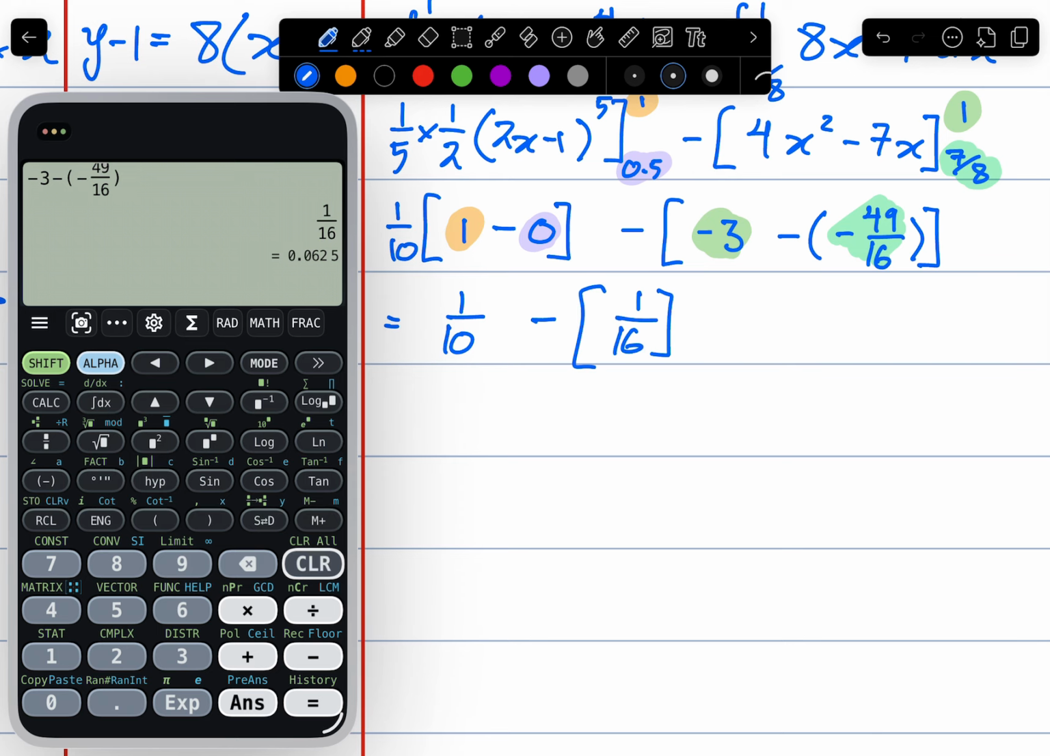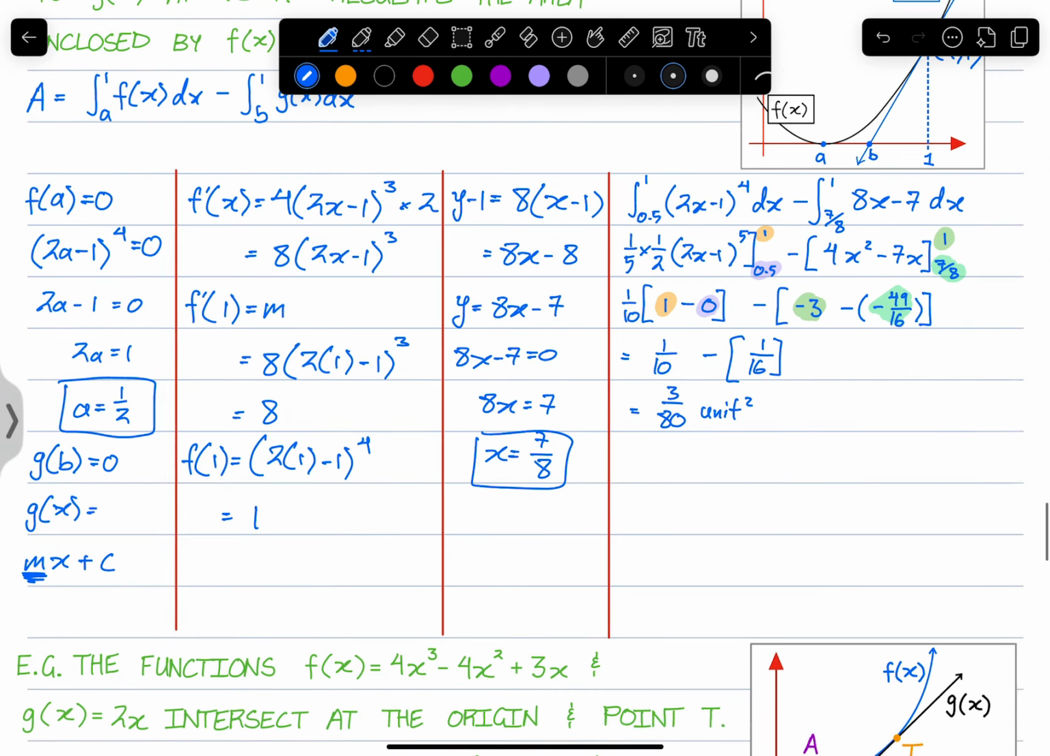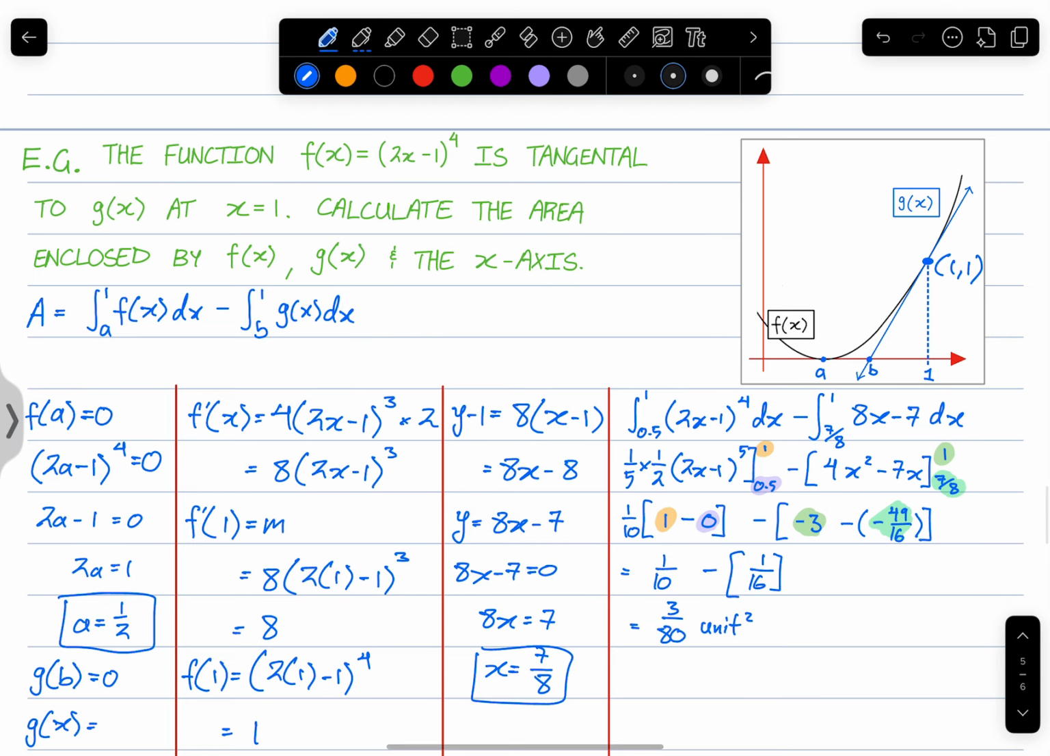So 1/10 minus 1/16 gives me 3/80. 3/80 units squared, and that is our final answer there.